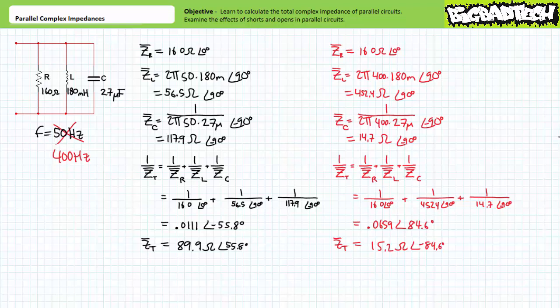When we add 1 over ZR plus 1 over ZL plus 1 over ZC, we solve for 1 over ZT. Taking the inverse of 1 over ZT, we arrive at ZT being equal to 15.2 ohms at an angle of negative 84.6 degrees. ZT, the total impedance of this parallel relationship, does indeed appear to be primarily capacitive, given it's deep in the fourth quadrant. This is to be expected, given the capacitor is the element with the smallest magnitude, and it is the path through which the largest amount of current will flow.